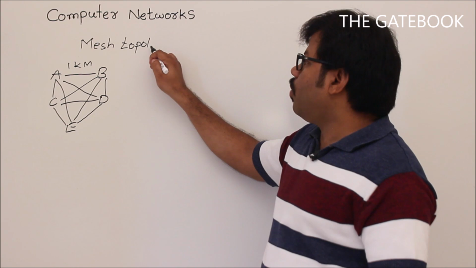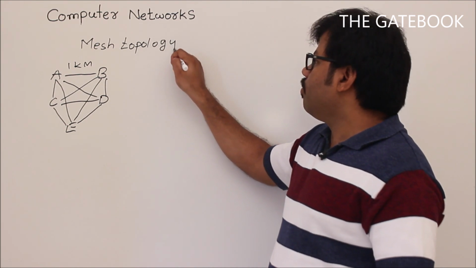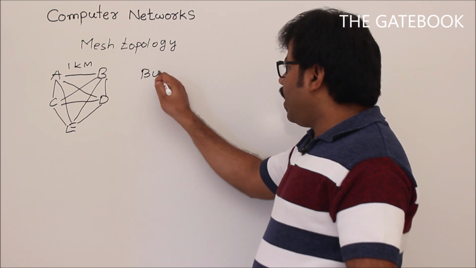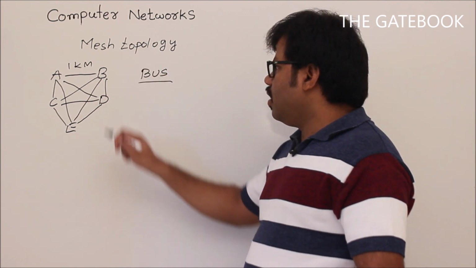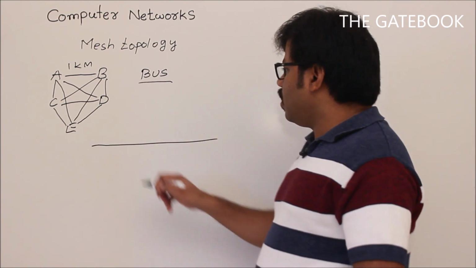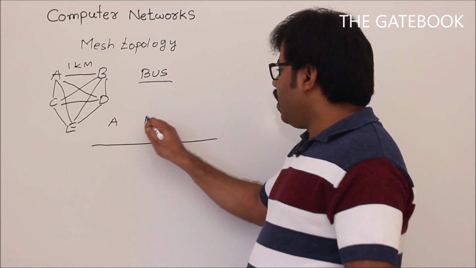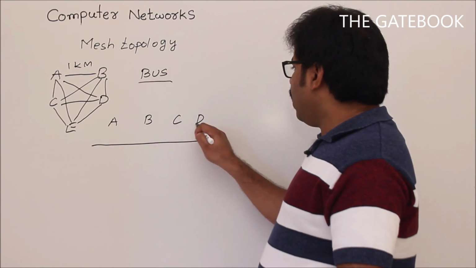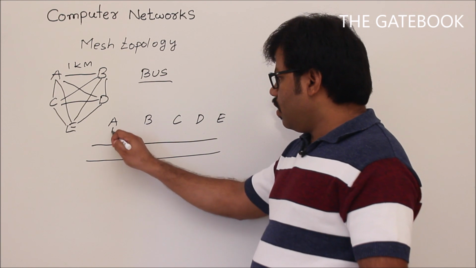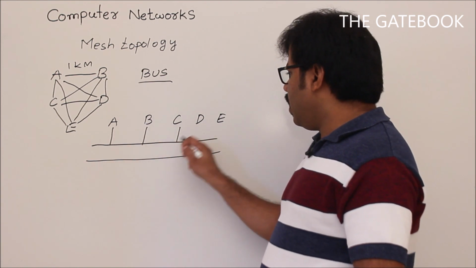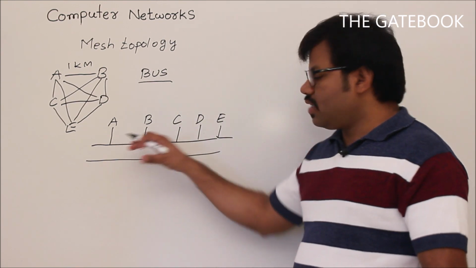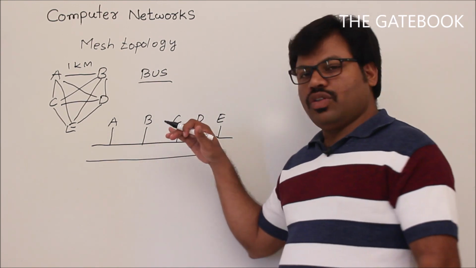Can we have any other topology? Think about it. Then you understand that the bus topology is far better than mesh topology. So if we connect these computers, A, B, C, D, E, like this. Let's say this is a channel. So we connect like this. A, B, C, D, E. Then it would be a good idea. See, very few connections, right? This is called bus topology.